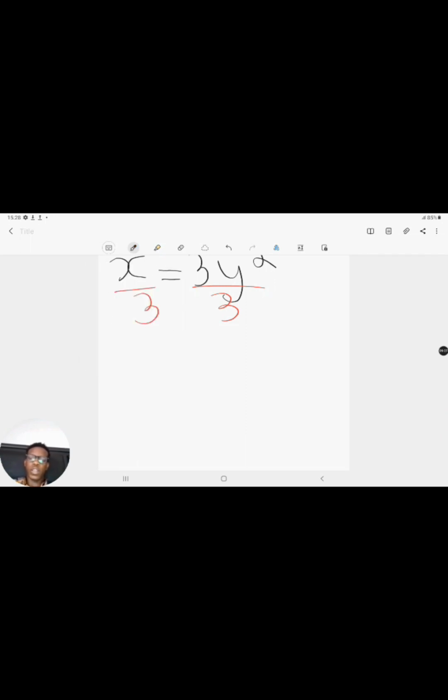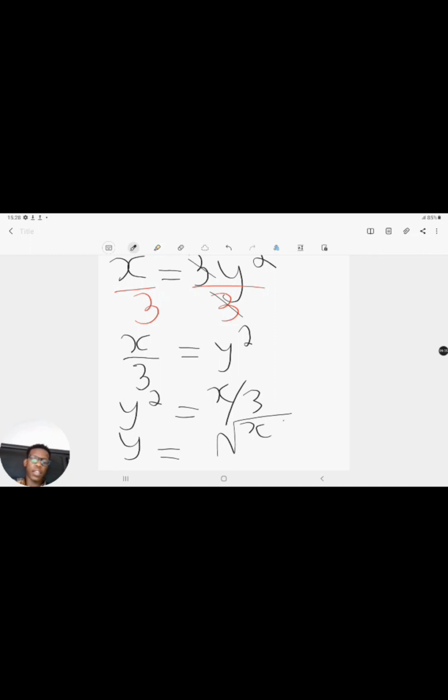You've got x over 3 is equal to, this 3 and that 3 cancel each other out, so you've got y squared. I'm just going to switch them around because it's easier for me to work with them like that. So you've got y squared is equal to x over 3. Then you just take the square root of both sides so that y is your subject of the formula. So you've got y equals the square root of x over 3, and this could be plus or minus. And this is your inverse.